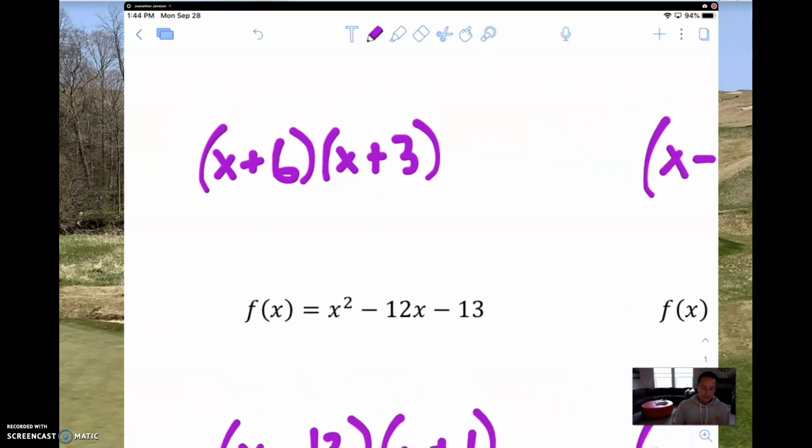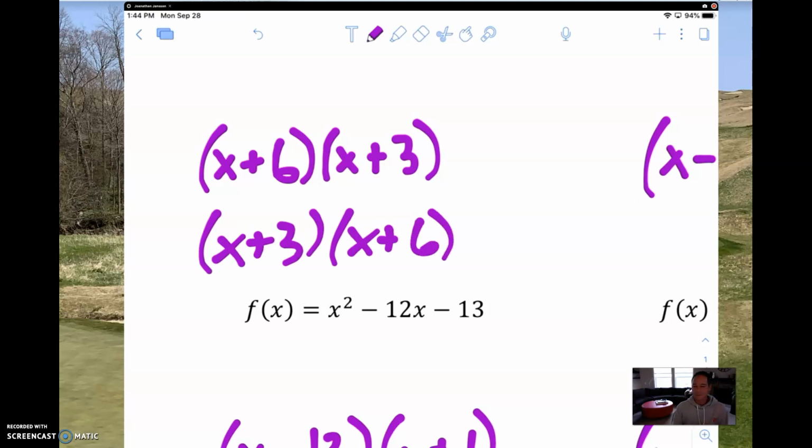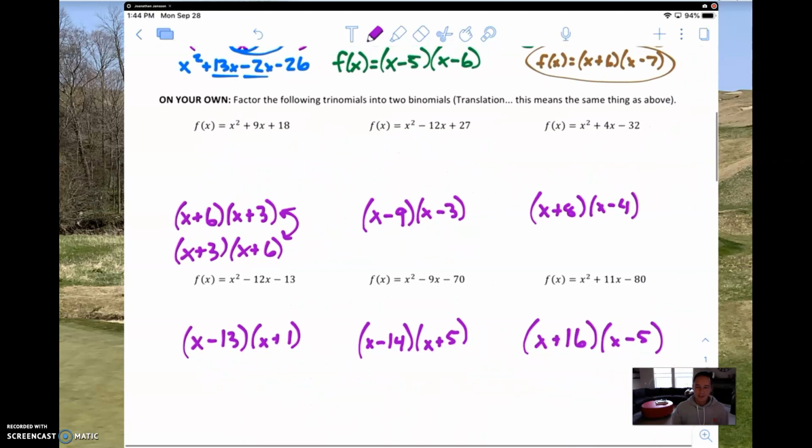If you look at x plus 6 and x plus 3, some of you might have written it differently. You might have had x plus 3 times x plus 6. It does not matter the order that you put them in. So either of these answers would have been correct. So go ahead and take a look at those. Check them off. Hopefully you got them all right.